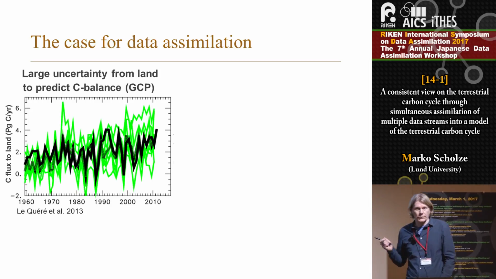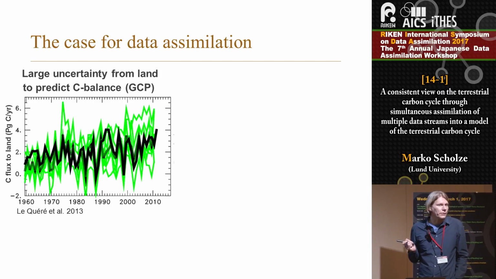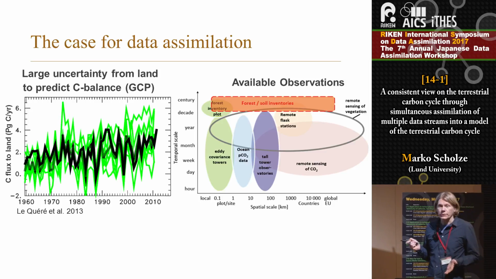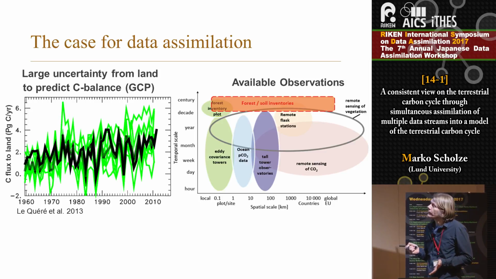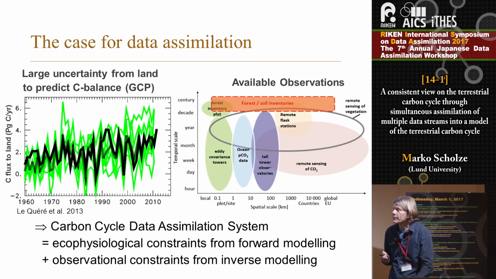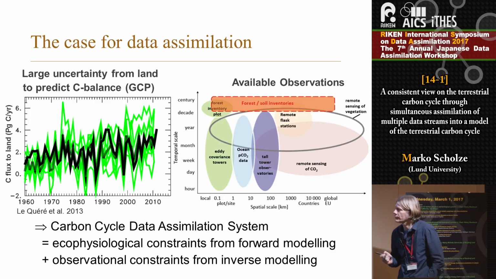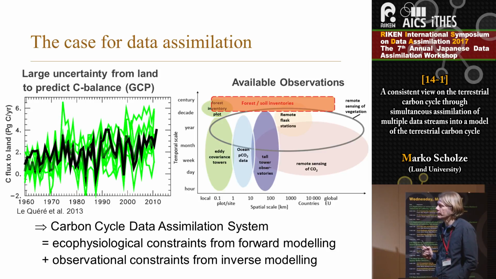One of the reasons is because all of these models are essentially unconstrained. They have been hand-tuned to observations, but not rigorously through a mathematical approach like data assimilation. But on the other hand, we have a lot of observations which we can make use of to actually constrain these models and then get a hopefully better prediction of the land atmosphere flux of CO2. So that's the reason for building a carbon cycle data assimilation system.